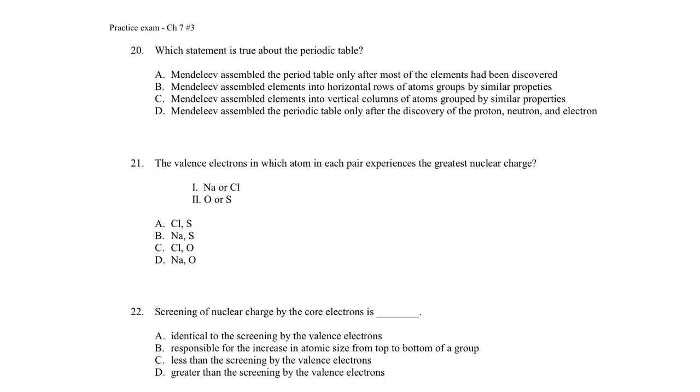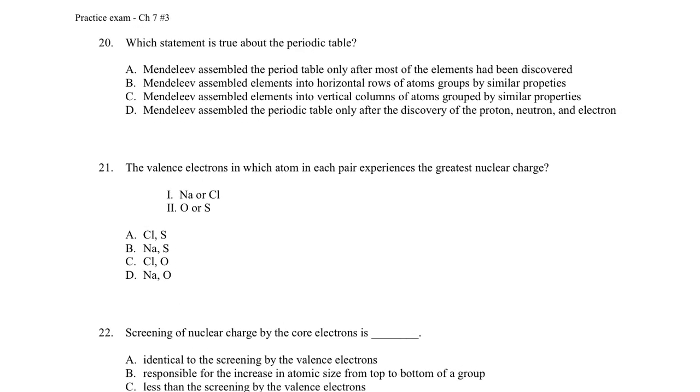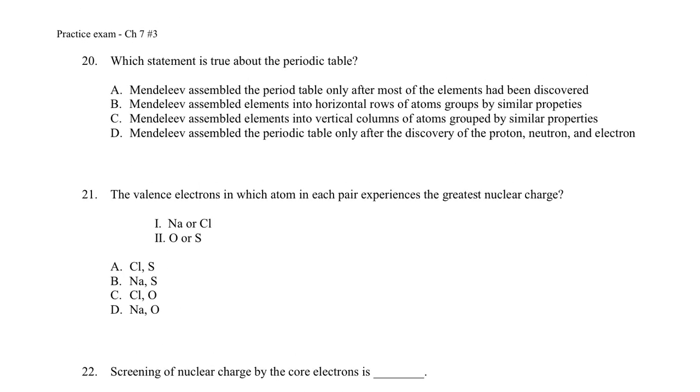And so what statement is true about the periodic table? So Mendeleev was the one assembling the elements in the periodic table. Were most of the elements discovered? So the first thing, Mendeleev assembled the periodic table only after most of the elements had been discovered. And he was actually doing this, of course, before a lot of the elements were discovered. So that's not something that was true. So the periodic table was being put together well before several elements were known.